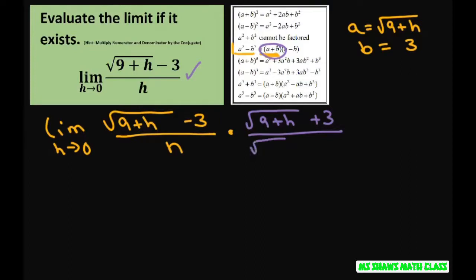You have to multiply this by 1: the square root of 9 plus h plus 3. This whole thing equals 1. So we're just rearranging the equation.